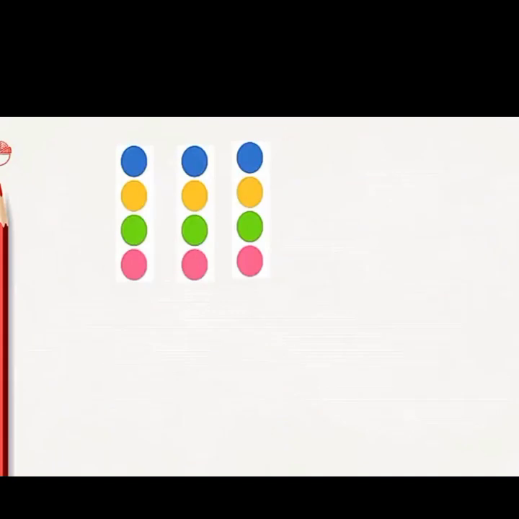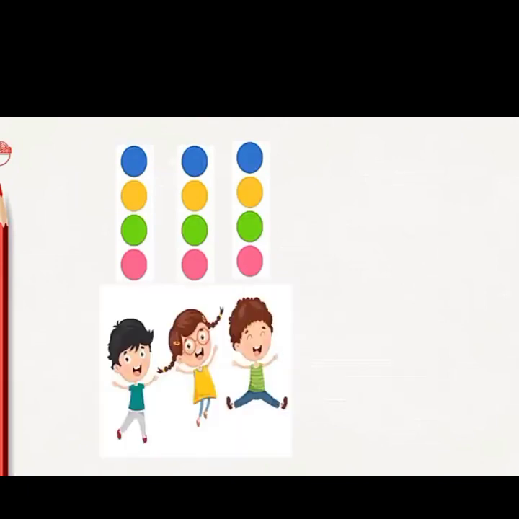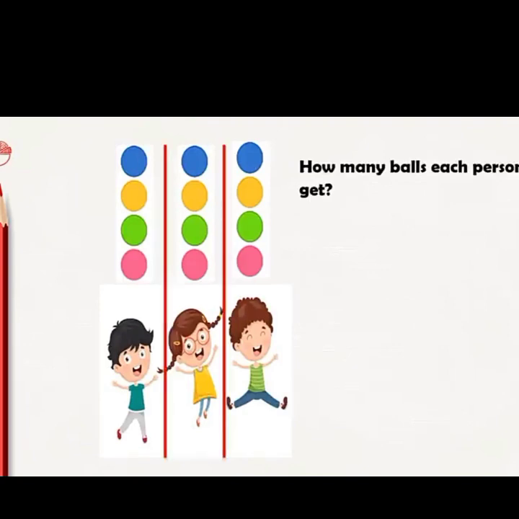Let's try to visualize division. Let's imagine we have 12 balls and 3 people will get the same number of balls. How many balls will each person get if it will be shared equally? To get the answer, you can divide the balls in 3 ways. 12 divided by 3 is equal to 4. Each person should get 4 balls.